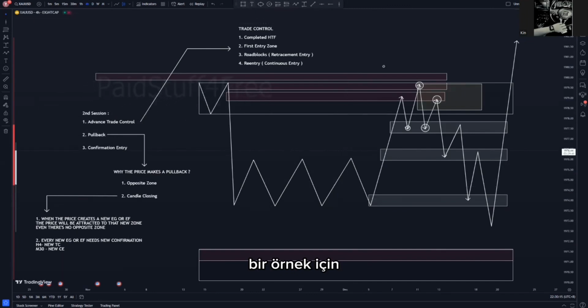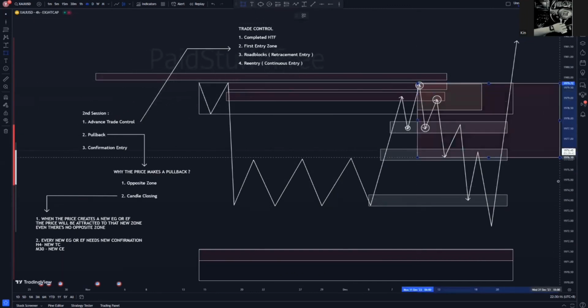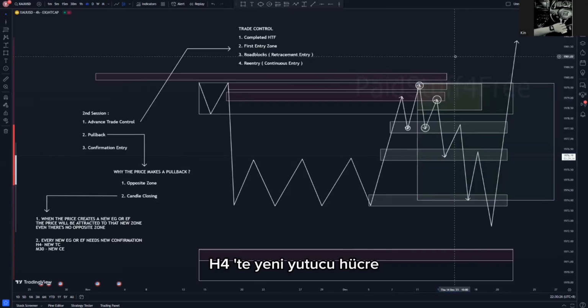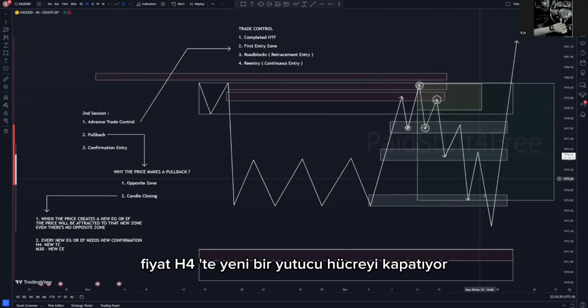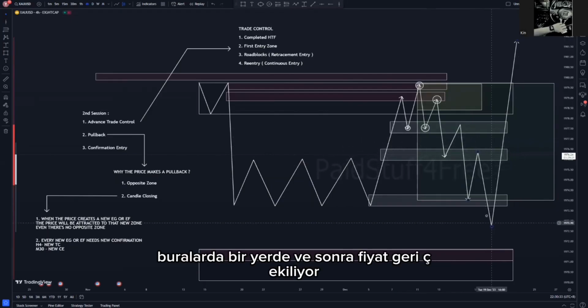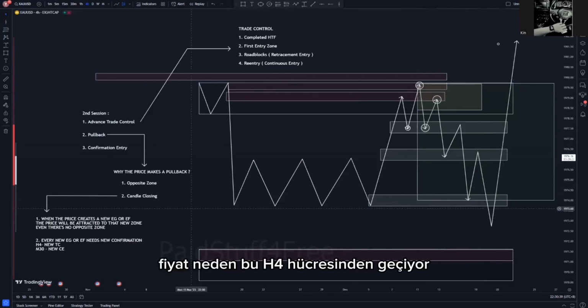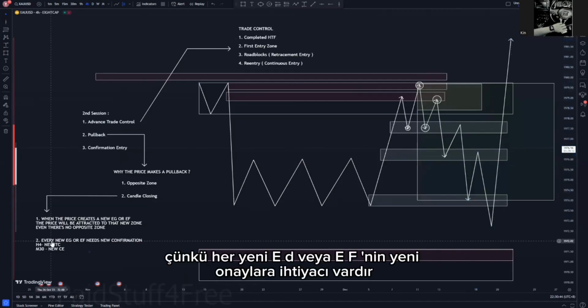For example, maybe somewhere around here we see a new engulfing sell on H4. The price closed as a new engulfing sell on H4 somewhere here, and then the price makes a pullback because there was a new H4. So why does the price break through this H4 sell? Because every new EG or EF needs new confirmation.